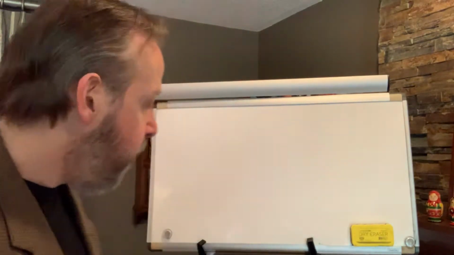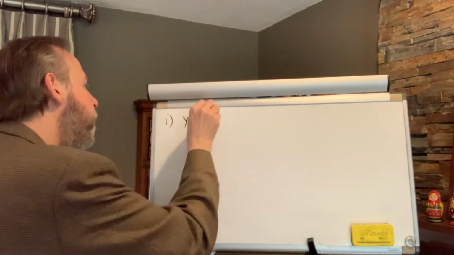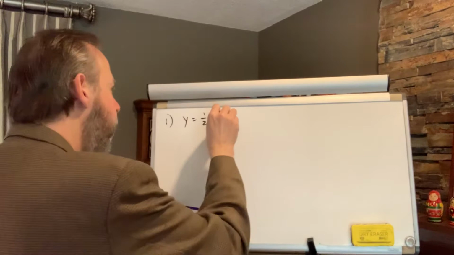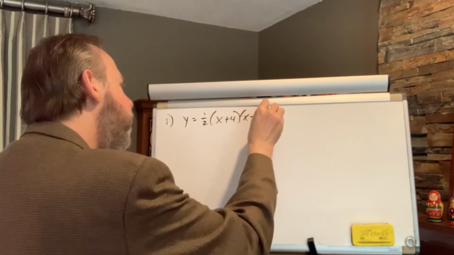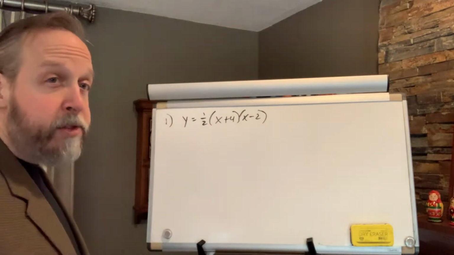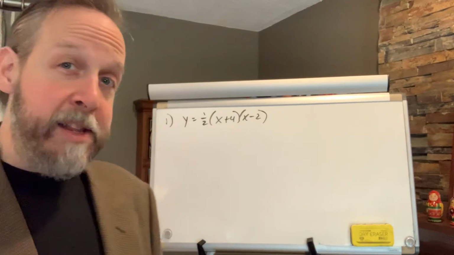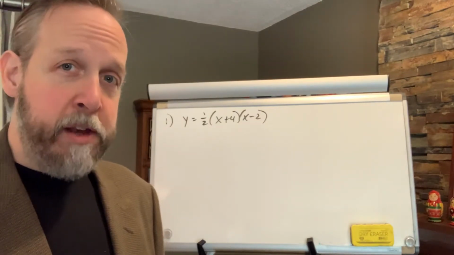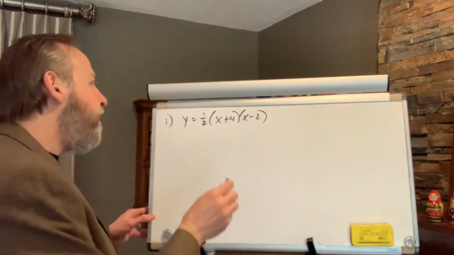So the first one says y equals 1/2 (x plus 4)(x minus 2). First thing you have to recognize here is the form that the equation is in. This is in the intercept form of a quadratic equation, where it shows you the x-intercepts. So we should identify them.